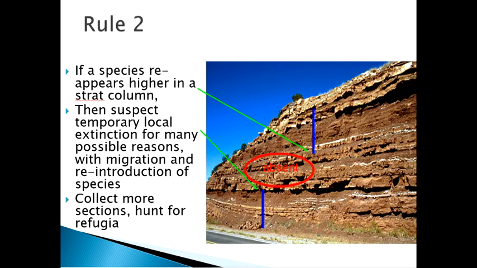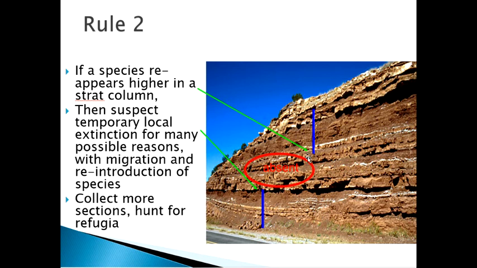Rule number 2. If you have a species that reappears higher in a strat column, then instead of calling this a LAD, the last appearance, you've got to say, well, it's absent for whatever reason, and it might be that it died in that area. It might be that the environment changed. So here we've got these vertical blue stripes that represent some particular species. I can collect it right here by the road, collect it up through these rocks of different types, and then boom, I can't get it anymore. And then you have to go through 15 to 20 different feet before, boom, there it is again.